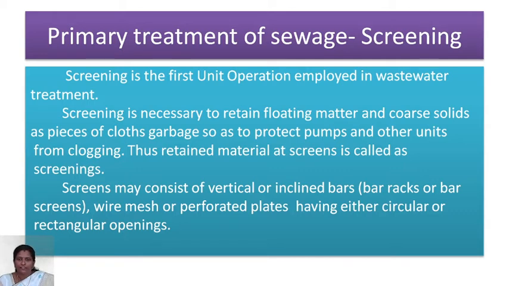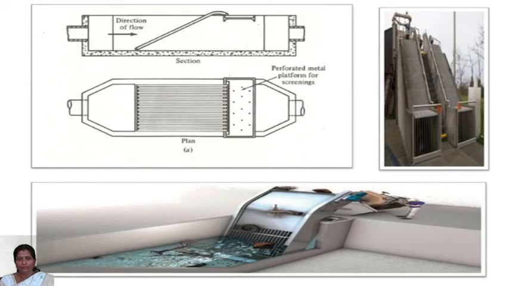Screening is the first unit operation employed in wastewater treatment. Screening is necessary to retain floating matter and coarse solids such as pieces of cloth and garbage, so as to protect pumps and other units from clogging. The retained material at a screen is called screenings. Screens may consist of vertical or inclined bars, that is bar racks or bar screens, wire mesh, or perforated plates with either circular or rectangular openings.